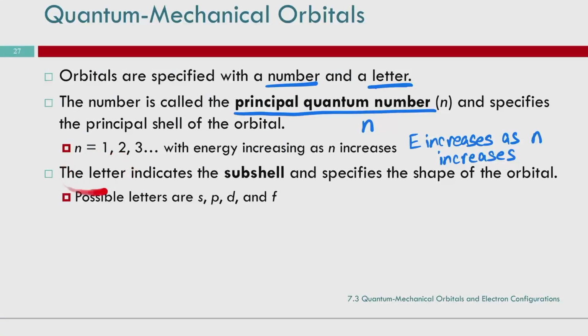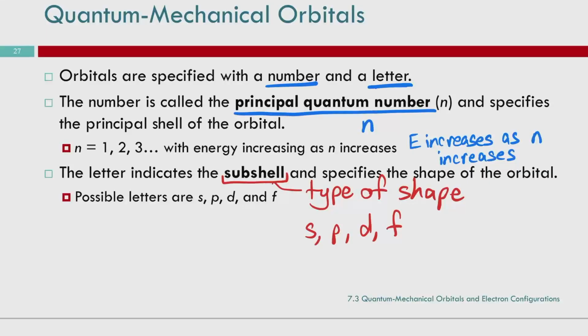The letter indicates the subshell. The subshell is also the shape family. And we have 4 letter options. We have S, P, D, and F in that order. So S is our first one, then comes P, then comes D, then comes F.